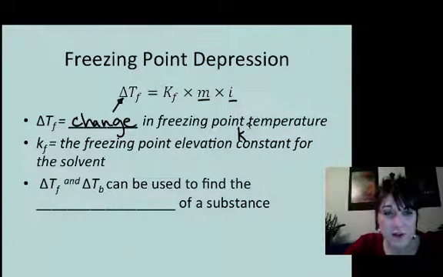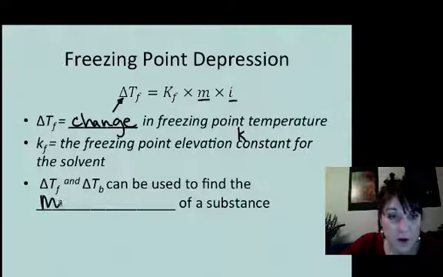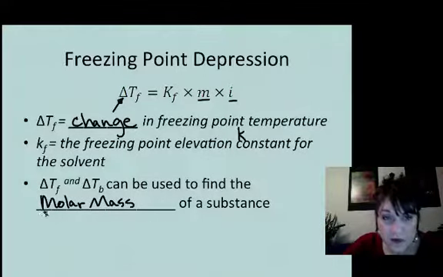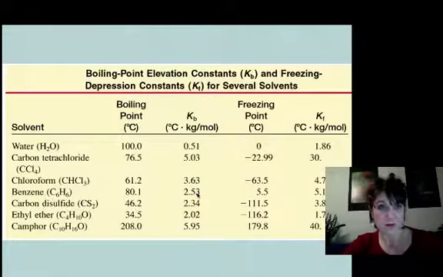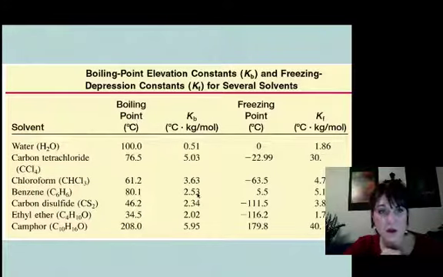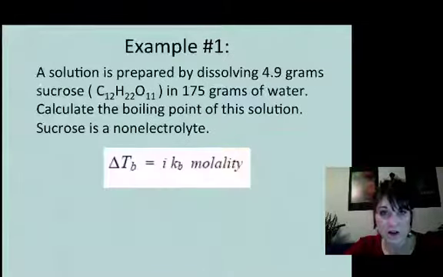And then the freezing point temperature or the boiling point temperature can be used to find the molar mass of a substance. That's really handy for scientists to have lots of different ways to find molar mass because that can tell us so much about the substance we're working with. So you've got this table. We're going to be using it now in our examples. So make sure that you have this one handy. I'm going to be referring back to it.